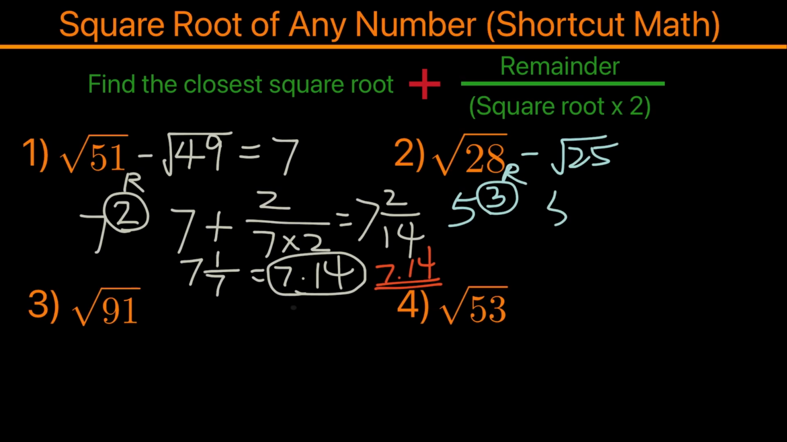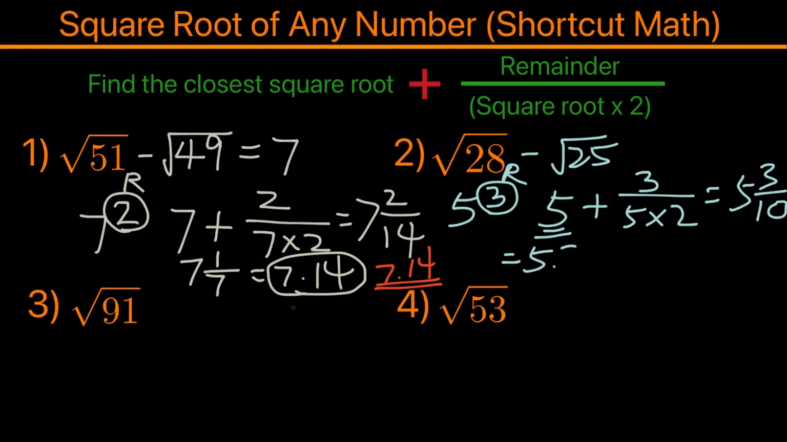Next, we'll take 5 plus the remainder. Then we'll take the 5 that we got here times 2, which equals 5 and 3/10. So what is 5 and 3/10? And that is 5.3. If we input this into the calculator, the square root of 28, we will get 5.29. And it is very, very close.